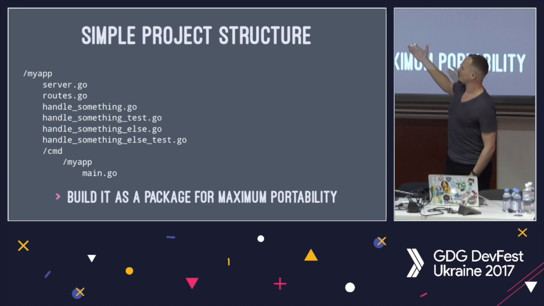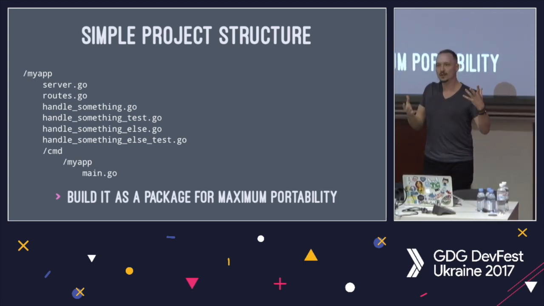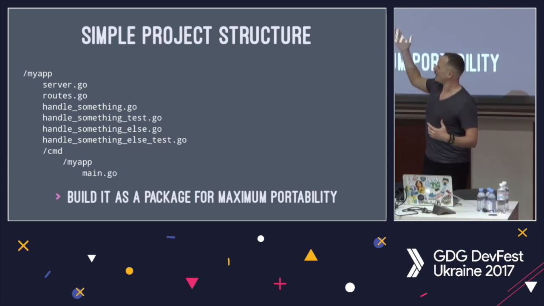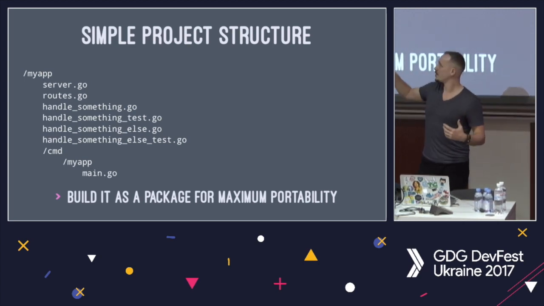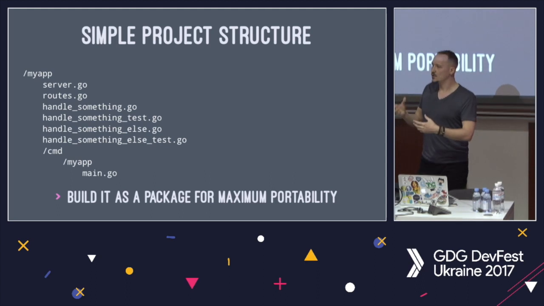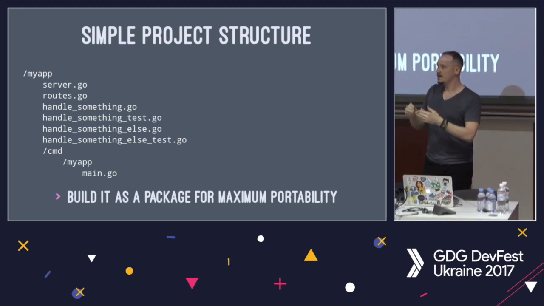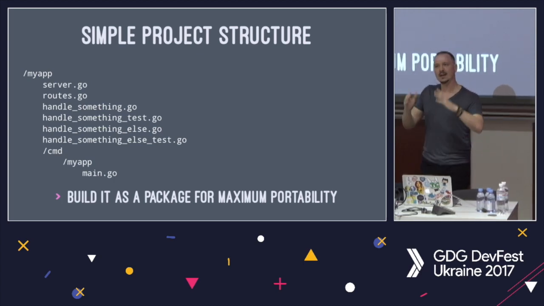So this is how I lay out my projects, basically all of them. Even if I'm building a tool, like it's going to run as a server, I build it as a package. I have server.go, I have all my routes in one place. Usually in Go, you group by responsibility. So you might have a users.go that's got a user type, maybe some helper methods around users, maybe there's some errors in there, and it all goes in one file.